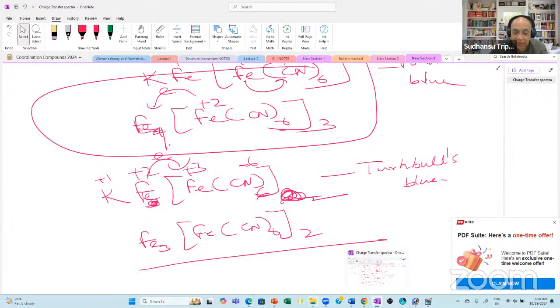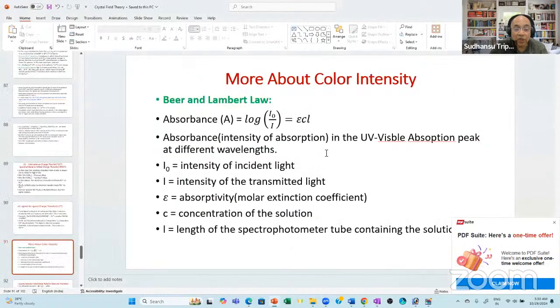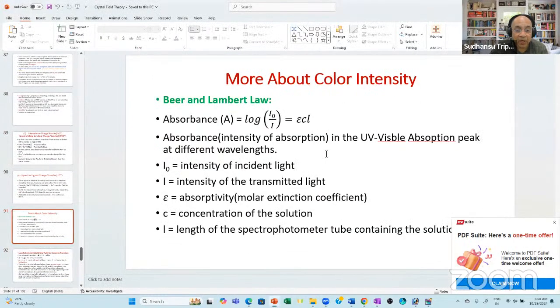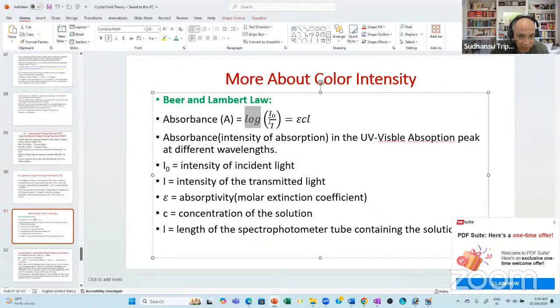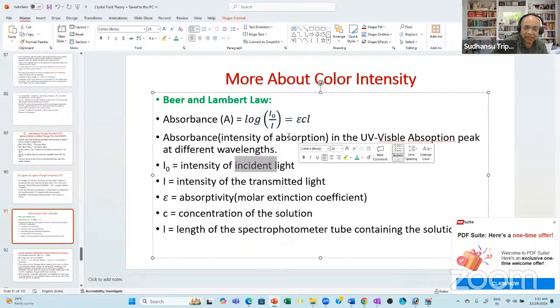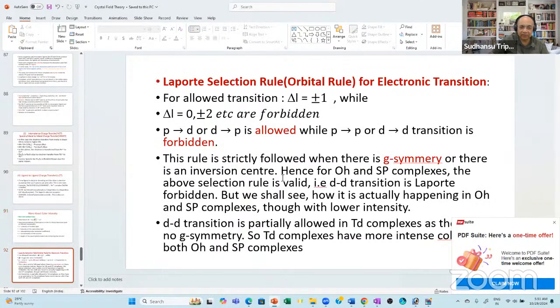And one example I was really desperately wanting to show you about: that absorbance is a formula, you can write down I0 by I. I0 is the intensity of incident light on that particular solution, and I is the intensity of the transmitted light, and the log of that ratio is called absorbance. That is equal to epsilon into C into L. So just write down A is equal to log I0 by I, where I0 is the intensity of incident light and I is the intensity of transmitted light.